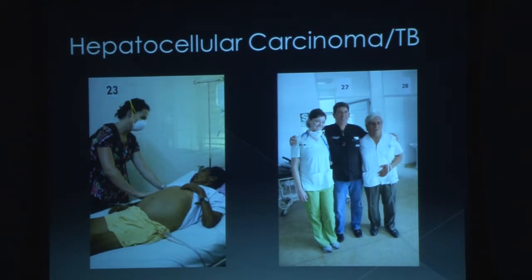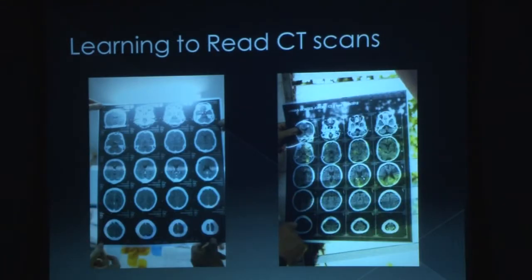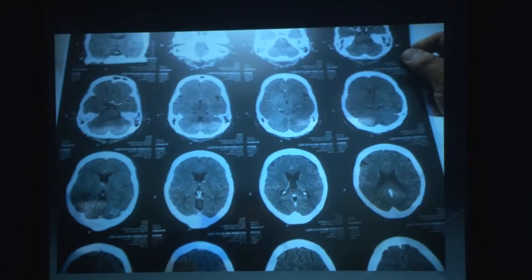This is a kid, or man, he's 40 years old, that had liver cancer and tuberculosis at the same time. And so you'll see these things, like this is Moisés Siwincha, a good friend of mine, who actually trained me in clinical infectious disease, looking at an X-ray of a patient with tuberculosis. And students learn to read CT scans. And I bring these things into my class in microbiology here. If you know what you're looking for, they're really not that hard.